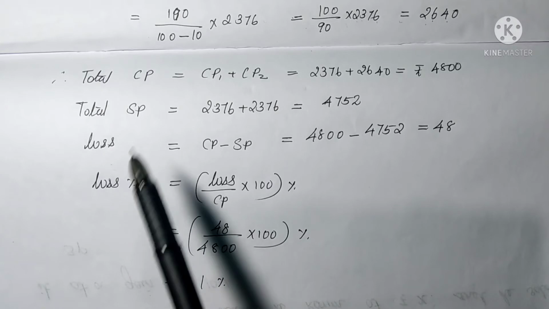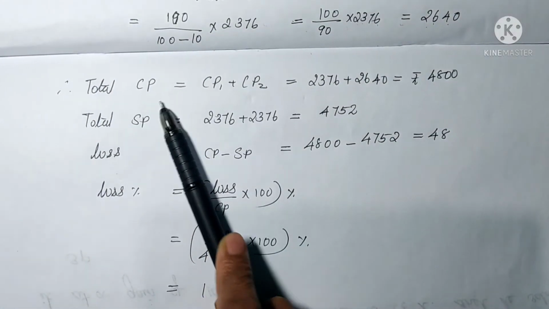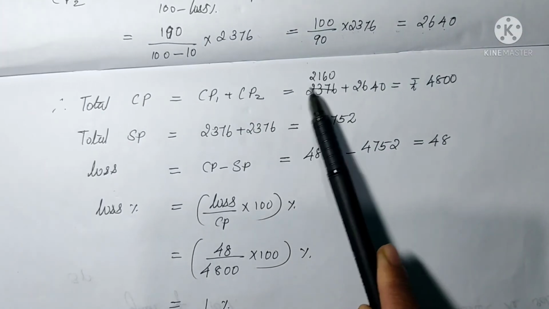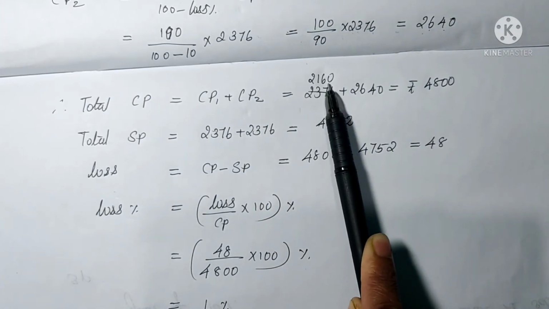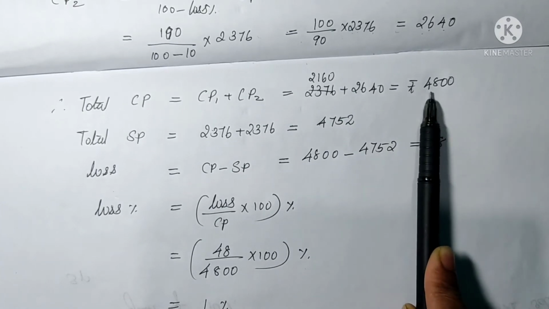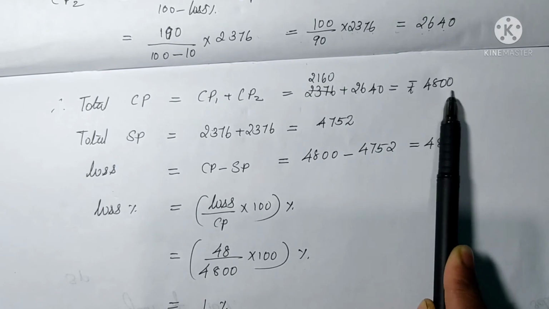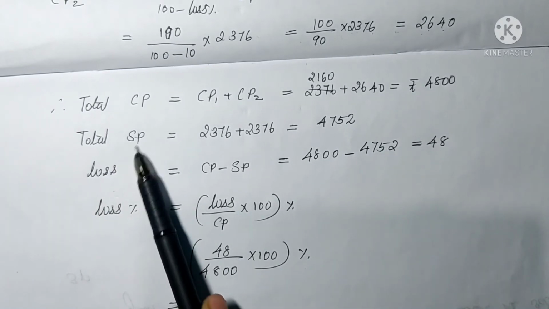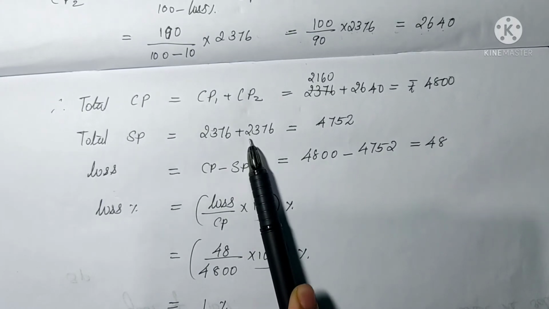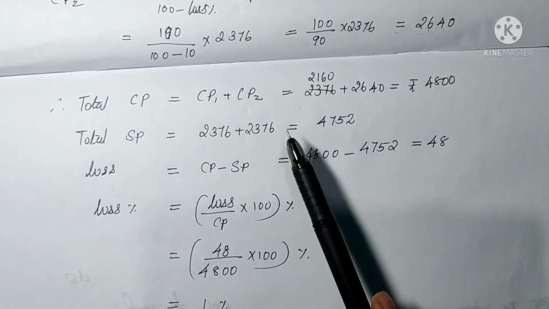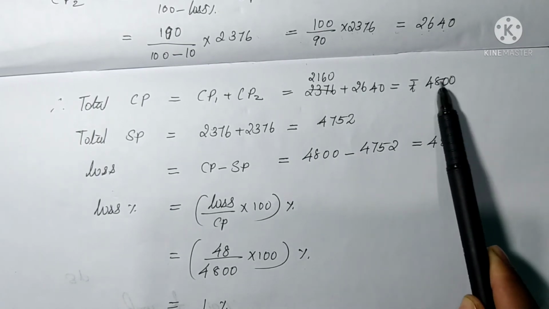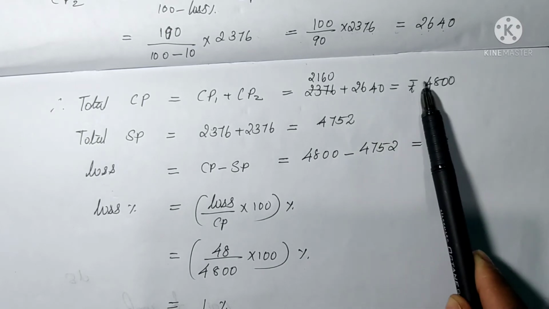2640. Therefore, total CP means CP1 plus CP2, which is equal to 2160 plus 2640, and their sum is equal to 4800. Total SP is equal to 2376 plus 2376, which is equal to 4752. You compare these two values, total SP and total CP.